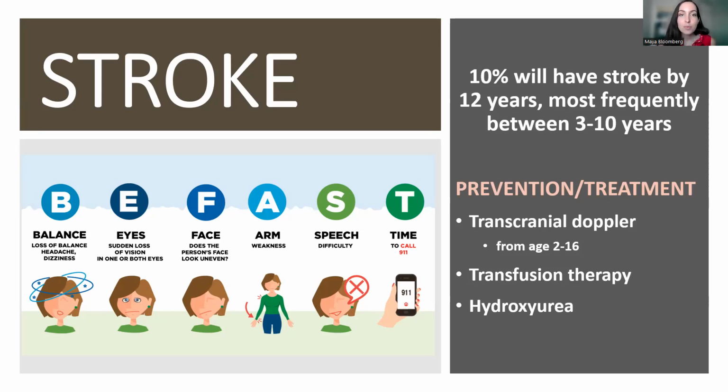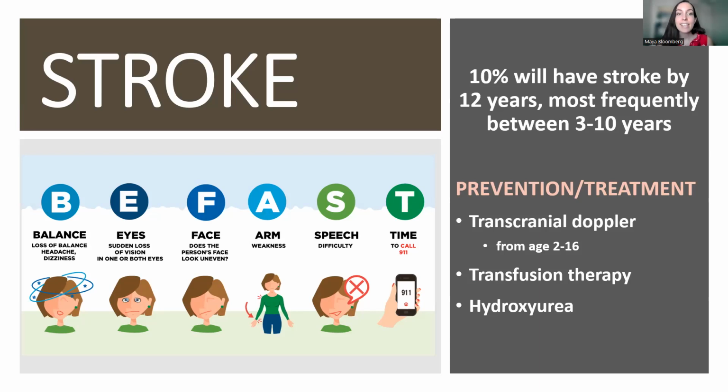10% of individuals with sickle cell will have a stroke by the age of 12, and we see it most frequently between the ages of 3 and 10. Knowing this statistic is why it is in the sickle cell guidelines that patients should be screened with a transcranial Doppler beginning at the age of 2. A transcranial Doppler is basically an ultrasound of the brain, and they're looking at the cranial vessels.